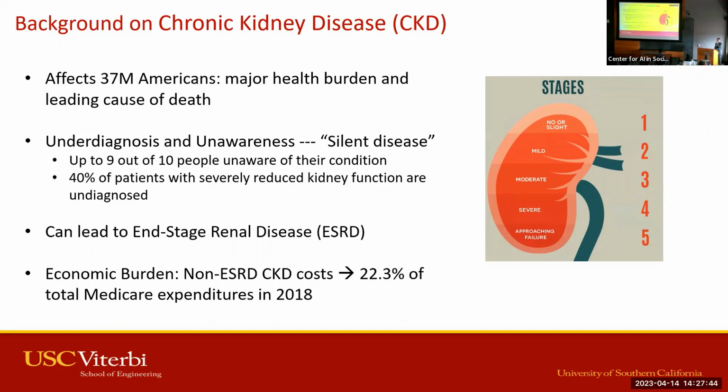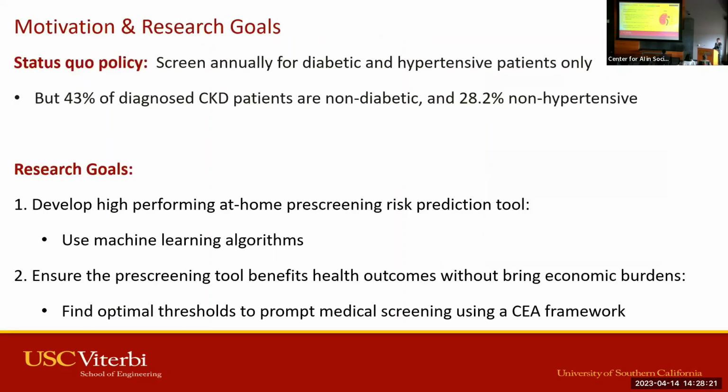However, severe stages of CKD can lead to end-stage renal disease, which means you have an acute kidney function loss, and you will often use dialysis or need a kidney transplant to keep you alive. And it is not only very deadly, but also creates a huge economic burden. We can see that the non-ESRD CKD cost alone accounts for over 20% of the total Medicare expenditure in 2018 alone. And with ESRD, it's really created a huge economic burden. It is also the ninth leading cause of death in the US.